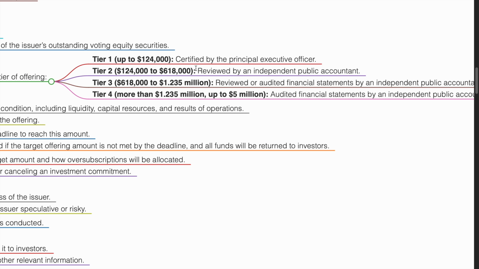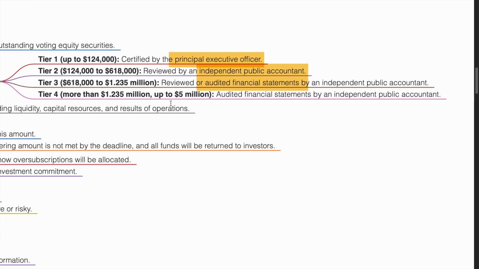If in total your offering within that 12-month period is just up to $124,000, you just need to certify your financials with your CEO or CFO. If you happen to be raising something between $124,000 and $618,000, you need to have your financials reviewed by an independent public accountant. That's a very ambitious highlighter. Sorry for that. If you're in the third tier, then that means you're raising between $618,000 and $1.235 million, in which case you need to be either reviewed or audited, again, by an independent public accountant. And if you have the audited financials, then you use those.